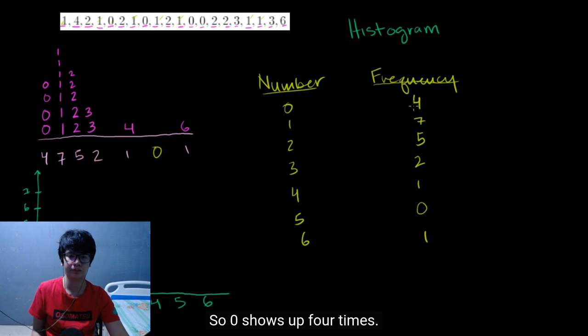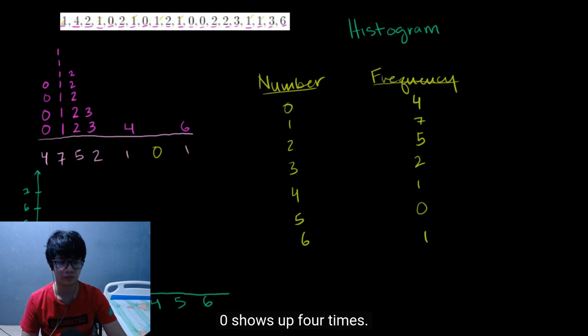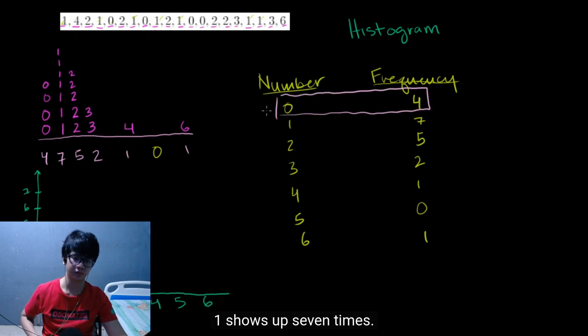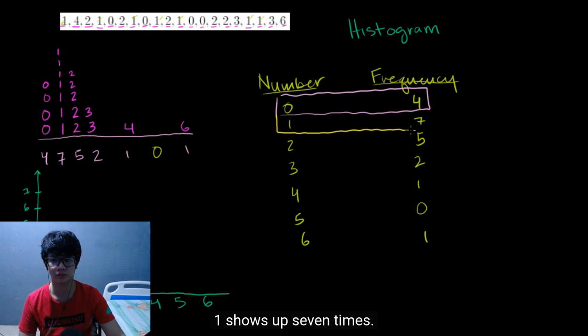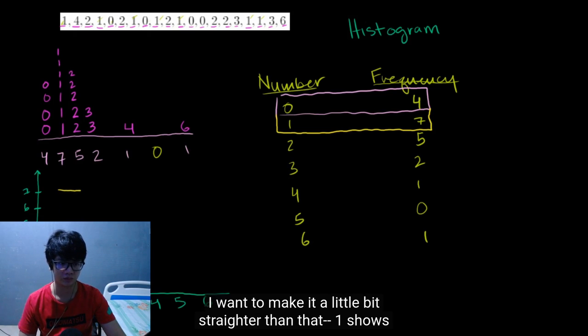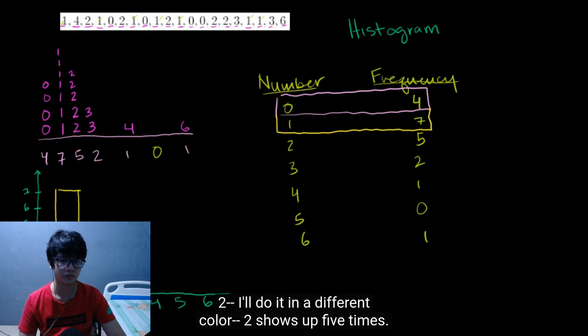So 0 shows up 4 times. We'll draw a little bar graph here, just like that. That is that information right there. 1 shows up 7 times. So I'll do a little bar graph. Just like that. I want to make it a little bit straighter than that. 1 shows up 7 times.